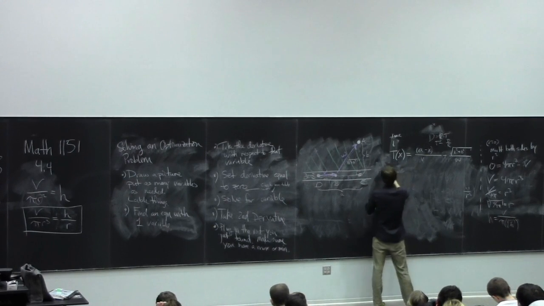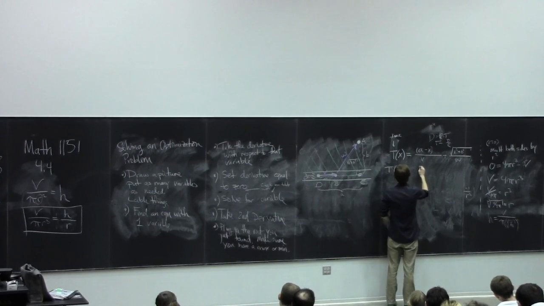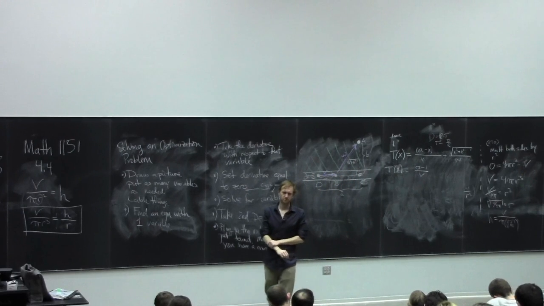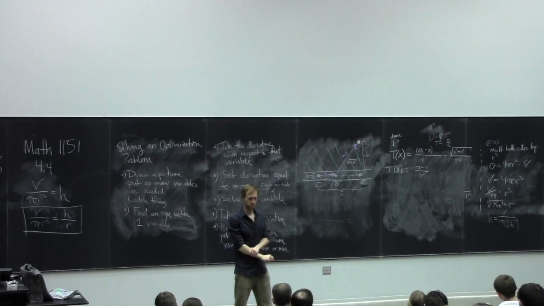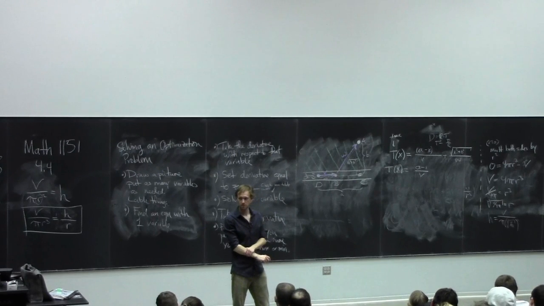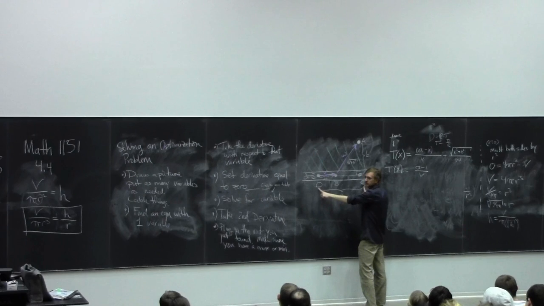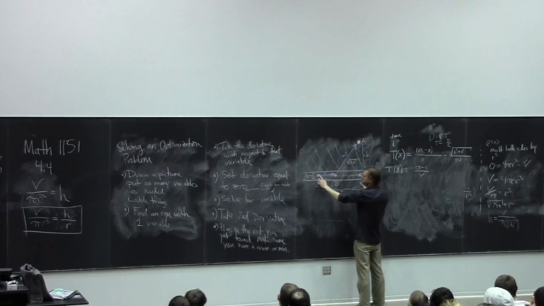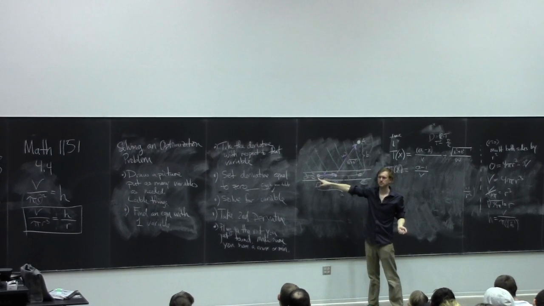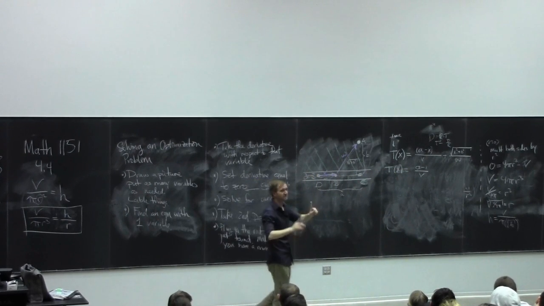T prime of x is equal to, what's the derivative of the top with respect to x? A minus 1 over v. Oh, did I make a mistake? A is a constant. A is the distance. Lowercase a is this distance right here. You're moving, but the distance between this point and this point isn't changing. Okay, so that's the derivative of the first term.